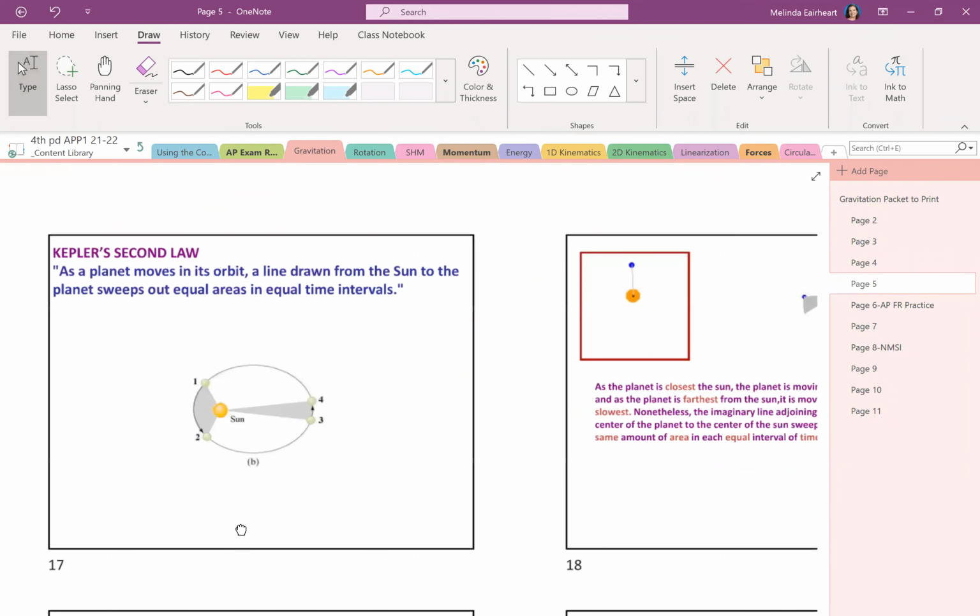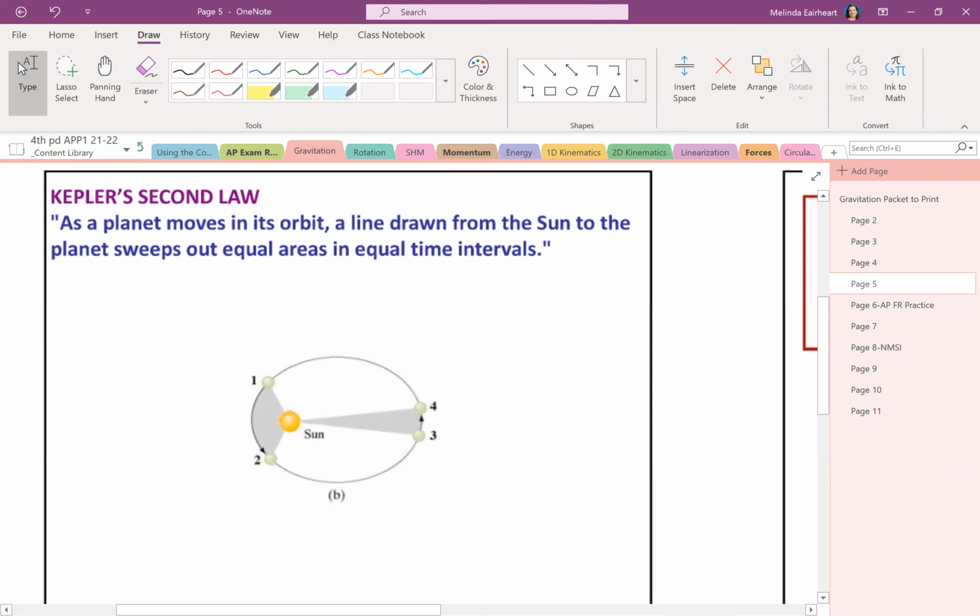And so on page 5, we get to the second law. Now, I used to have an animation for this. Maybe I try and find that for next time because I don't have the PowerPoint pulled up right now. But it says, second law, as a planet moves in its orbit, a line drawn from the sun to the planet, so you can see that, in maybe here, sun to point one, it's going to sweep out equal areas in equal amounts of time.